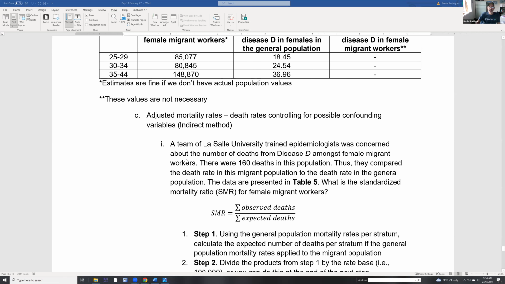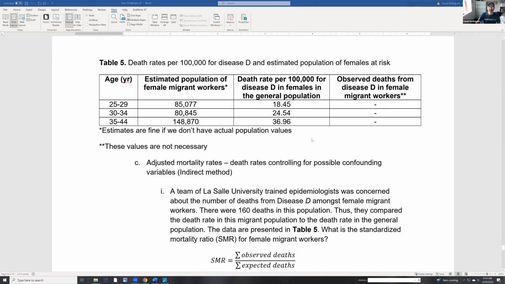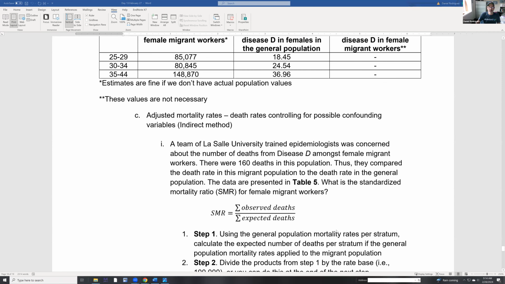A team of LaSalle University trained epidemiologists was concerned about the number of deaths from disease D, this is a horrible disease, amongst female migrant workers. There were 160 deaths in this population. Thus, we compare the death rate in this migrant population to the death rate in the general population. The data are presented in table 5. So this is table 5, and we have data there. What is the standardized mortality ratio for female migrant workers?